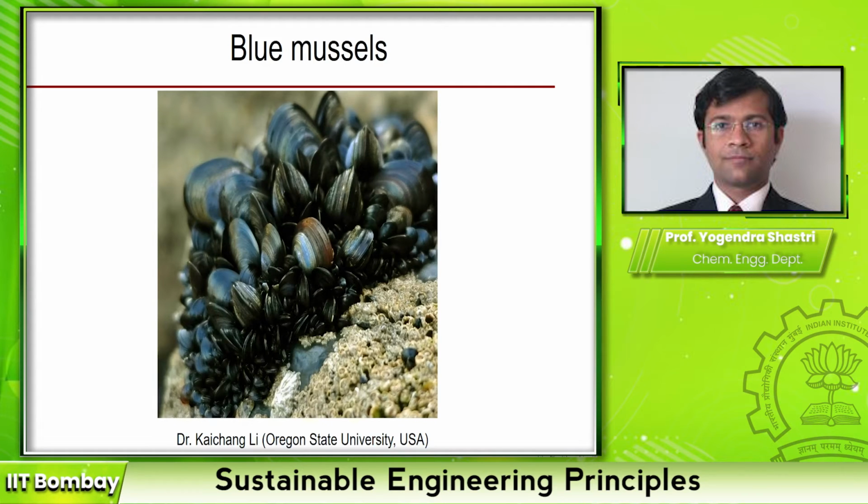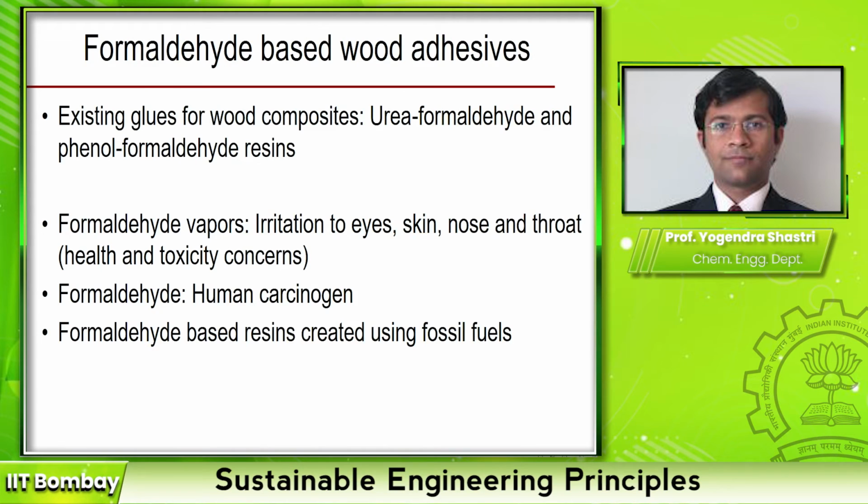So he started investigating it further, and the connection that he made was about this wood adhesive that I have already discussed. He figured out that there is something in blue mussels that allows them to stick to rock surfaces very well. Can we use that for our adhesive requirements? The particular application he had in mind was the formaldehyde-based glue for wood composite. It uses urea formaldehyde or phenol formaldehyde resins, and formaldehyde vapors are irritants to the eyes, skin, nose and throat.